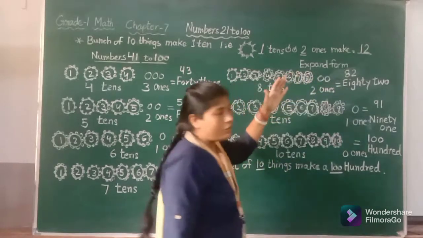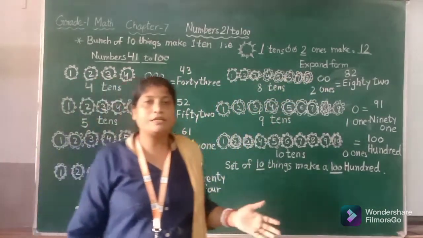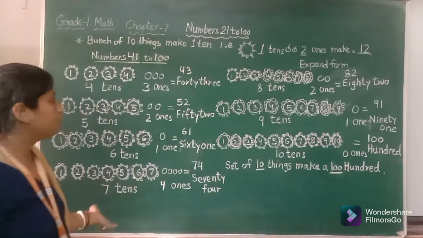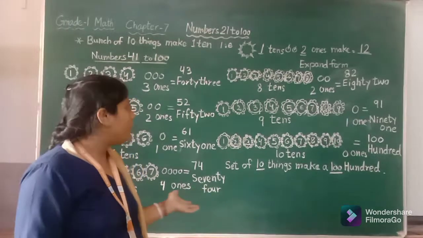So it is called an expanded form. What is it called? Expanded form. So this is how we have to do expanded form numbers.